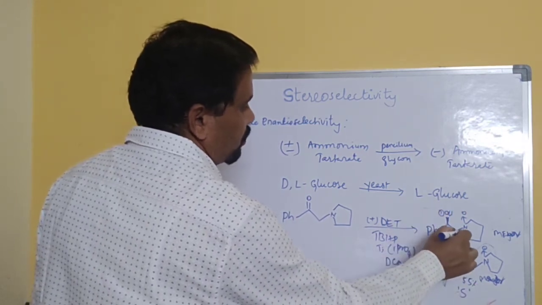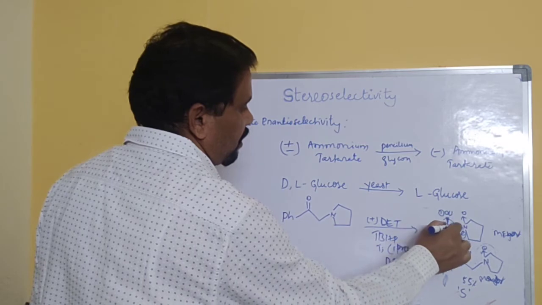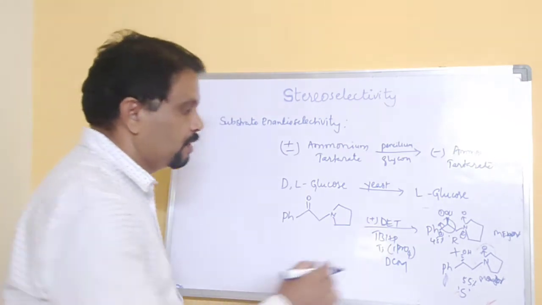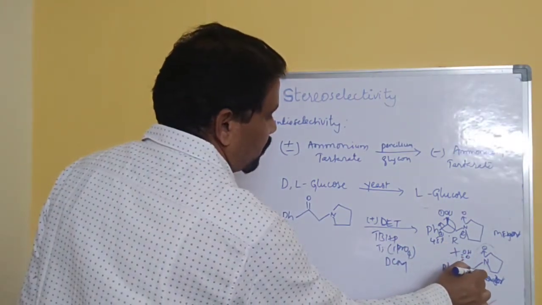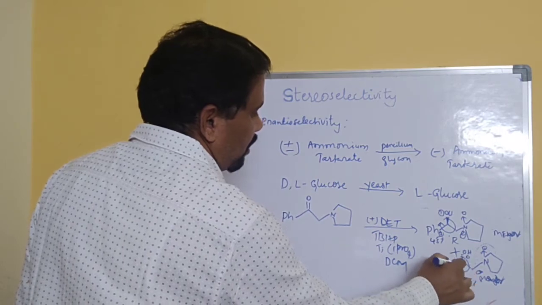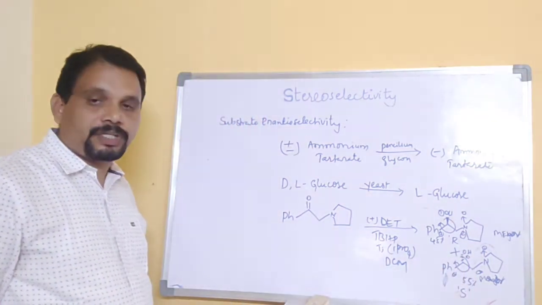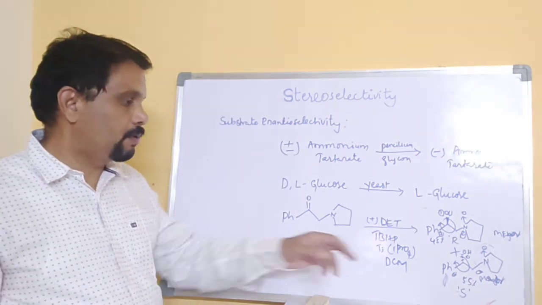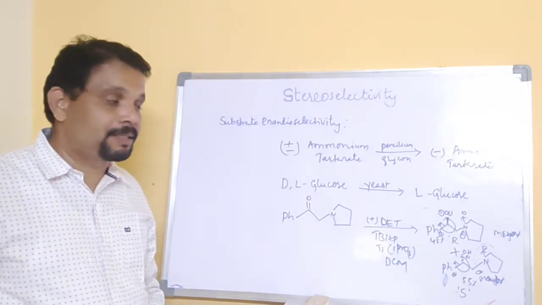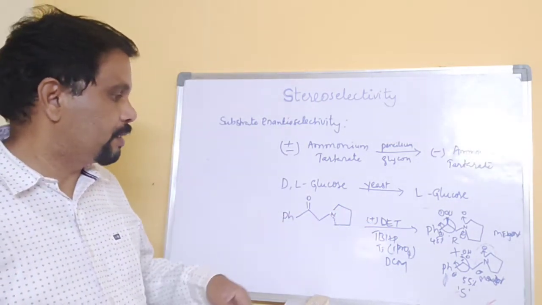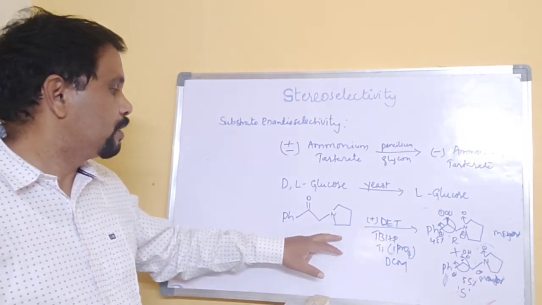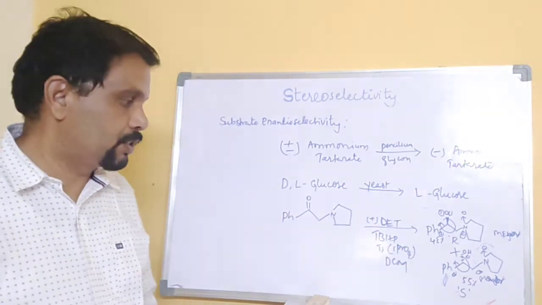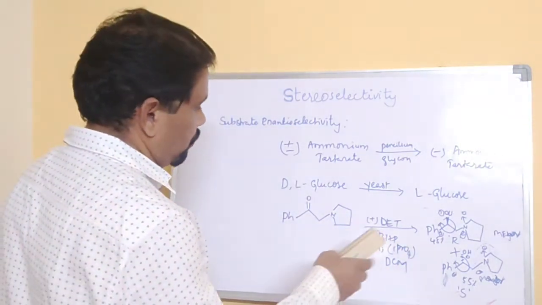1, 2 and 3. Clockwise rotation, therefore R configuration. Here 1, 2 and 3. This is clockwise rotation, but the least priority group is towards the viewer, therefore the configuration is reversed, it is S. So in this reaction, substrate stereoselective reaction, this forms predominantly or exclusively or more majorly one product.